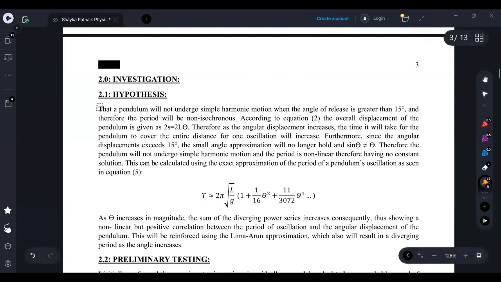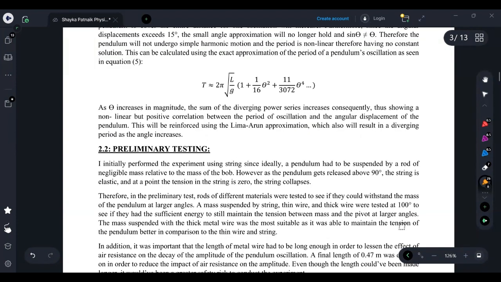So in my hypothesis, my one line prediction was that my pendulum would not undergo simple harmonic motion at large angles, and the period will not be constant. So I said as the displacement increases, the period of oscillation will increase, and this was my justification. I used the elliptical integral since it was the accurate representation of the period that I talked about in my introduction, and I said that I was going to use the Lima-Aroon approximation.